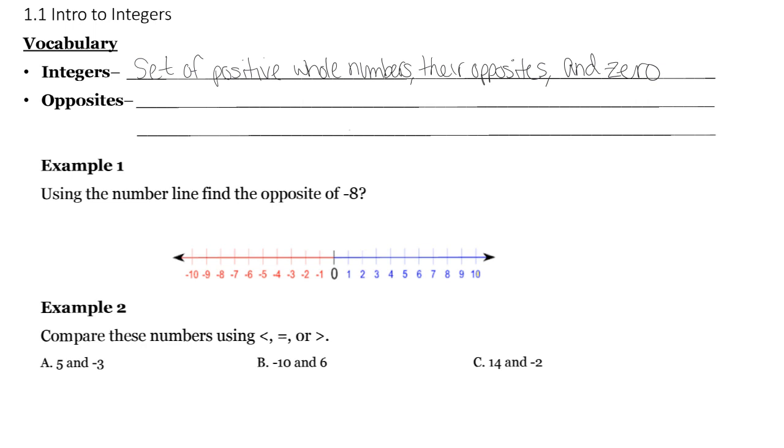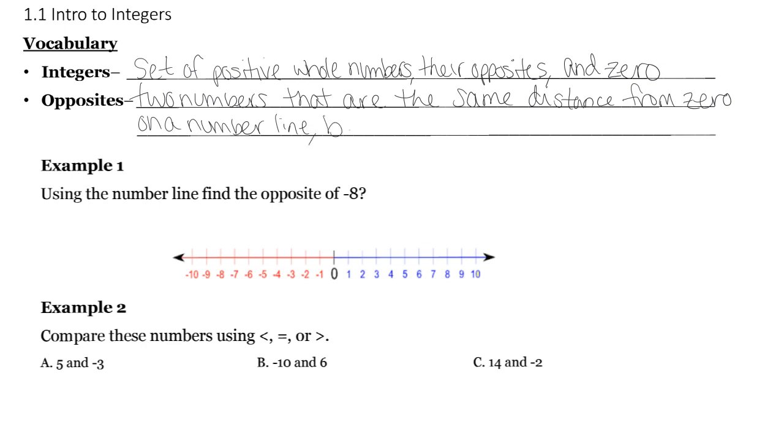So you may be thinking, what's an opposite? The opposite of a whole number, those are opposites. Opposites are two numbers that are the same distance from zero on a number line, going in opposite directions. So they're two numbers the same distance from zero, but in opposite directions.